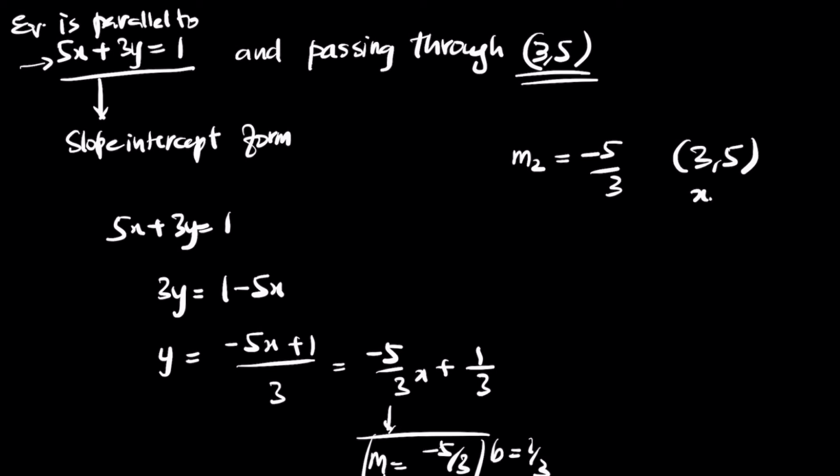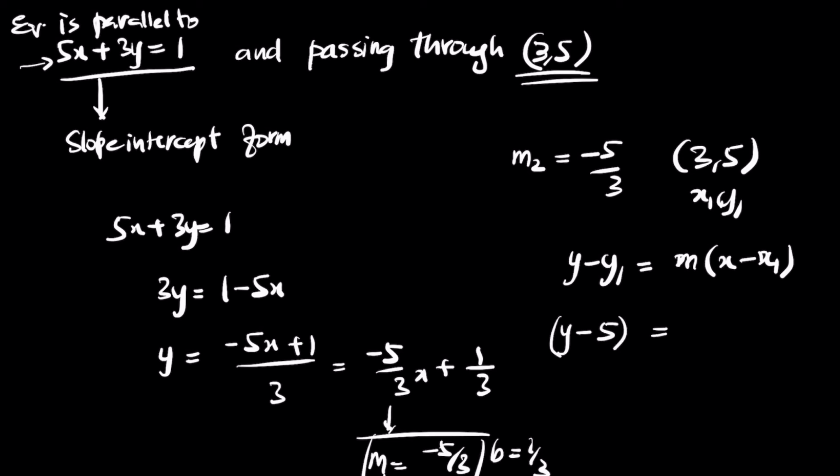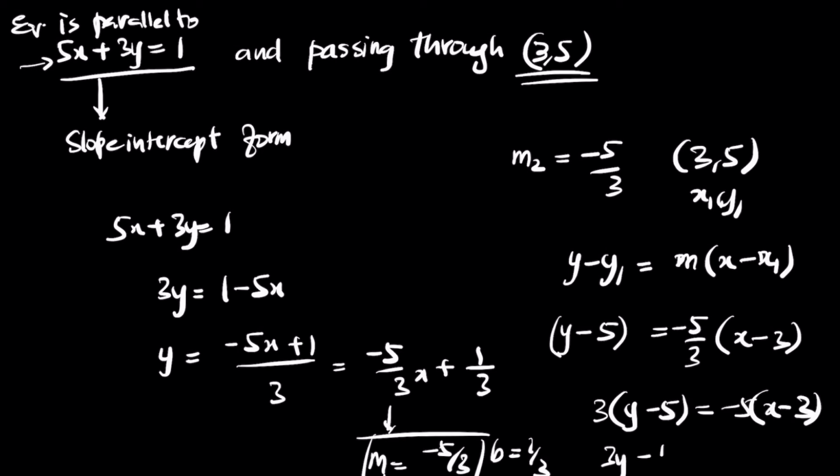They have given you the point (3, 5). Notice that this can be written as (x1, y1). Now you have the formula y minus y1 equal to m into x minus x1. So y minus y1 is y minus 5, equal to minus 5 by 3 into x minus x1, which is x minus 3. So 3 times y minus 5 equal to minus 5 times x minus 3. So 3y minus 15 is equal to minus 5x plus 15. So you end up with, if you push minus 5x to this side and push minus 15 to the other side, you get 5x plus 3y equal to 30.